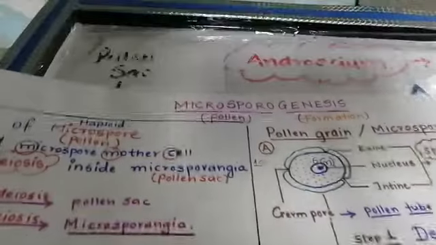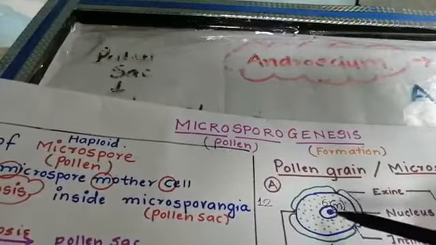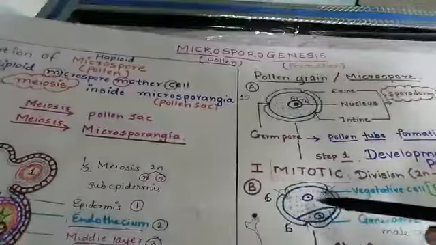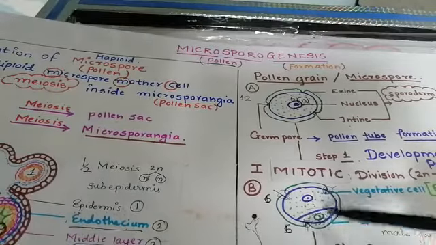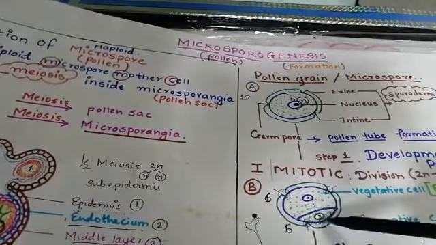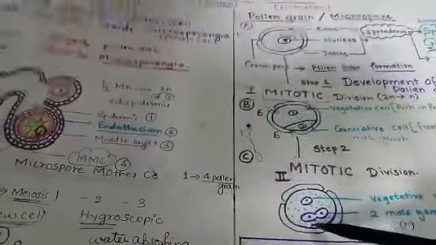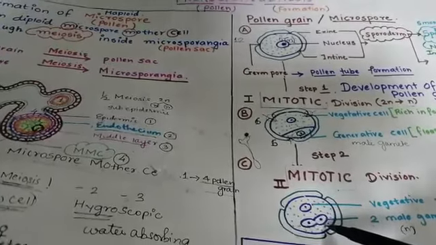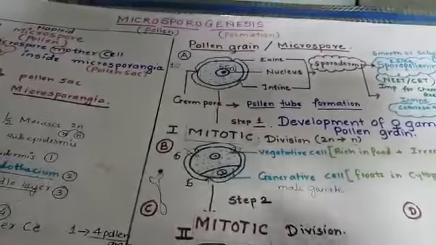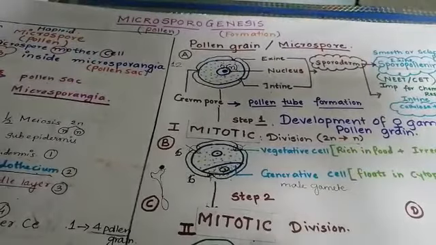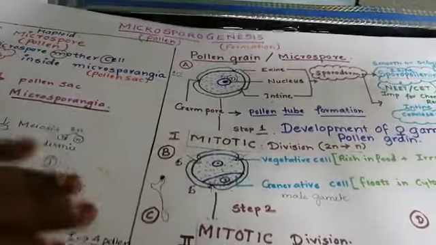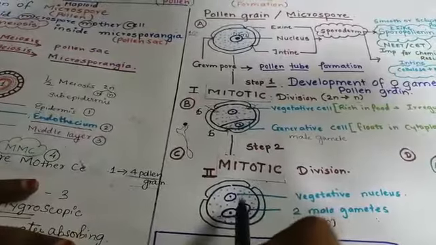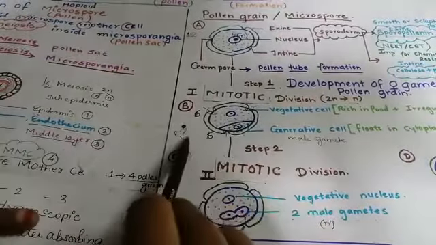Why are they haploid? Because see here, the pollen grain was haploid. When the pollen grain was haploid, these two nuclei which are produced here are also haploid. From this haploid nucleus, this male gamete is produced. That's why these two male gametes are also haploid. Okay, now this second step completes when the pollen grain reaches the stigma.